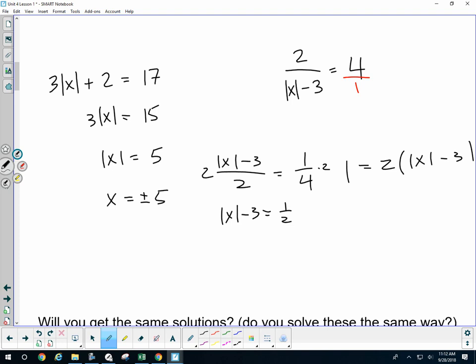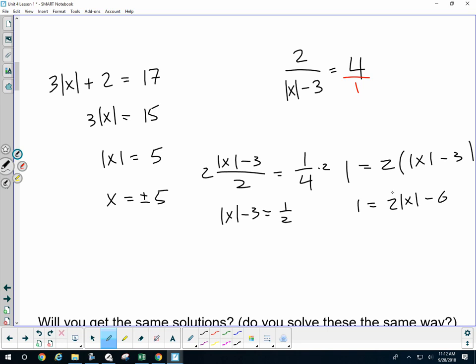Over here, this guy, what instincts are telling us? What should we do here? 2 times absolute value of x minus 3. What are you doing with your finger? I forgot what it's called. Distribute. Thank you. So I can distribute this too. Totally legal.